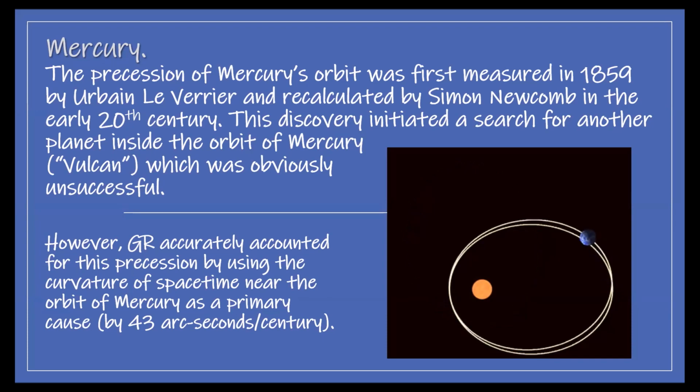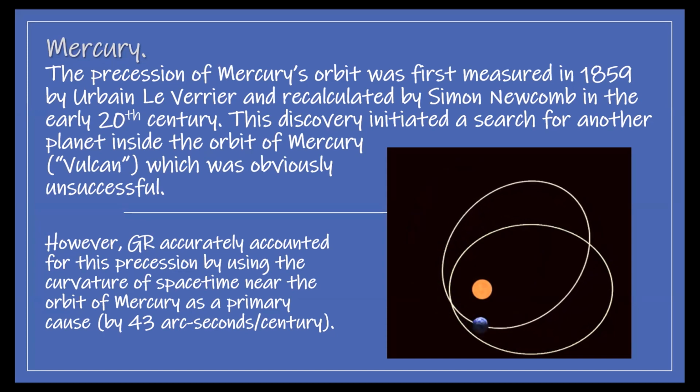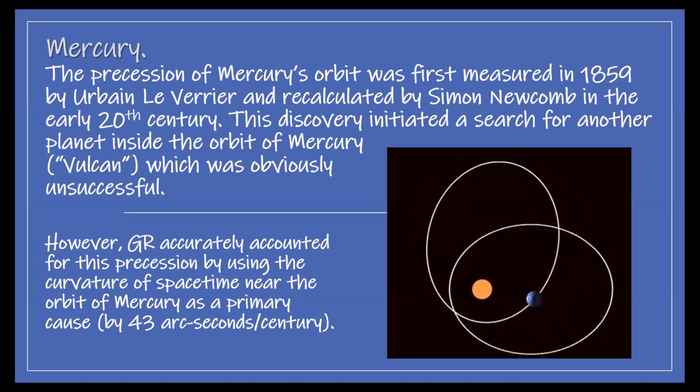But there was enough of an error missing that they said, well, the only other way we could have this behavior is if there must be another planet inside of the orbit. And so for nearly a decade, they searched for Vulcan. All the Star Trek people were like, did they find it? And the answer is no. There's no planet inside the orbit of Mercury.